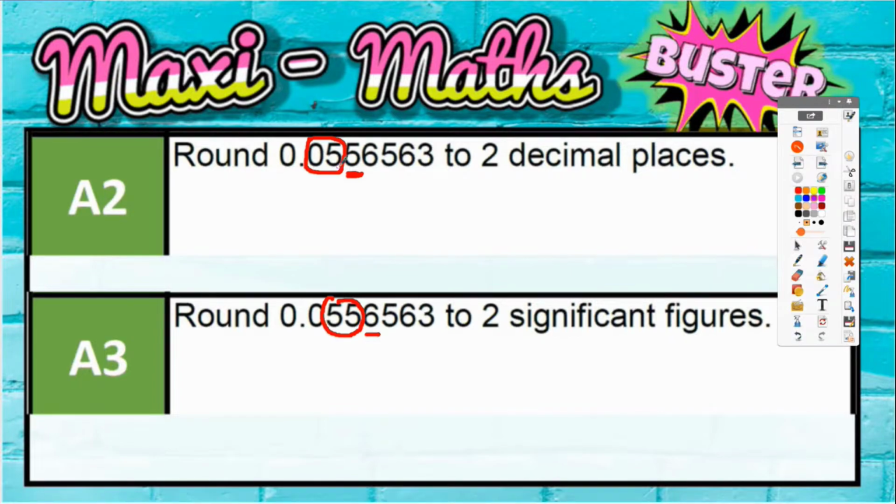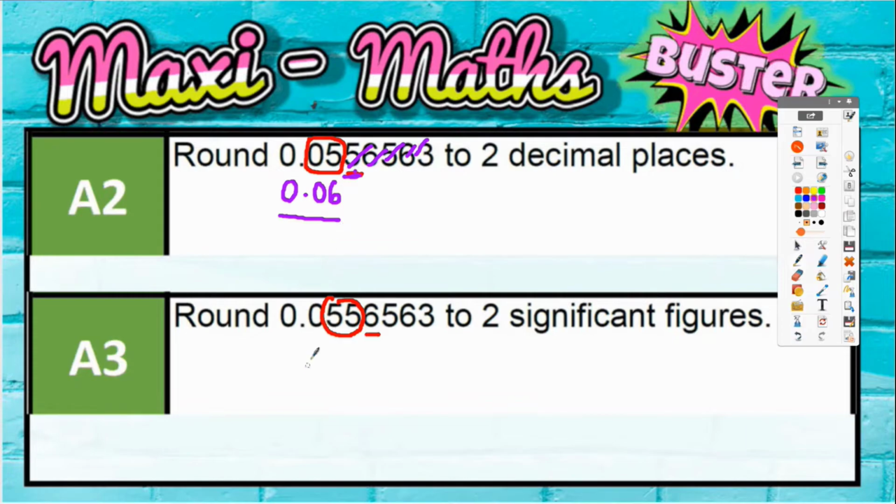So going back to question A2, this 5 here is 5 or more, which makes the 5 in front of it round up to a 6. Anything else after that 6, you forget about. So we're going to forget about all those digits. Anything else in front of the 6 is going to stay the same. So we're going to have a 0.0 in there. So it's 2 decimal places, answer 0.06.